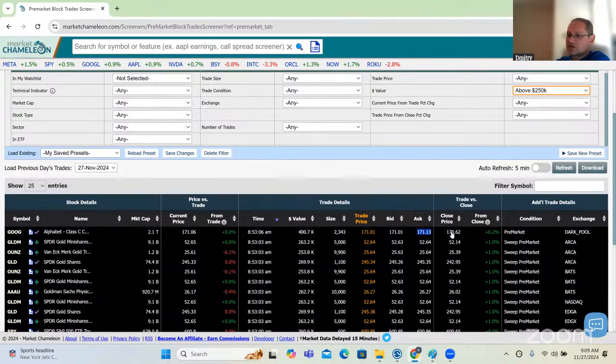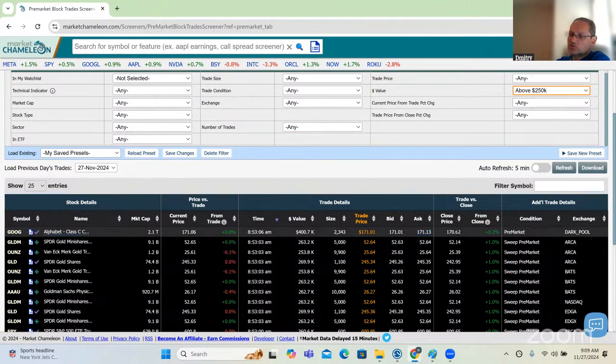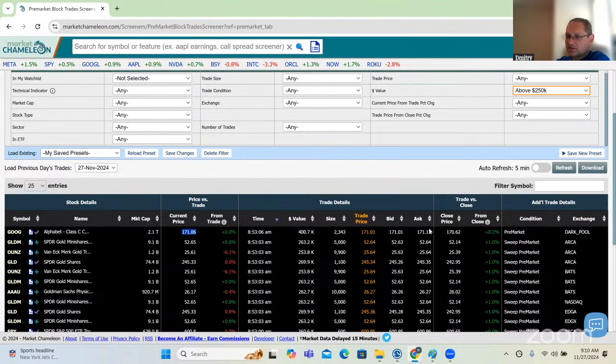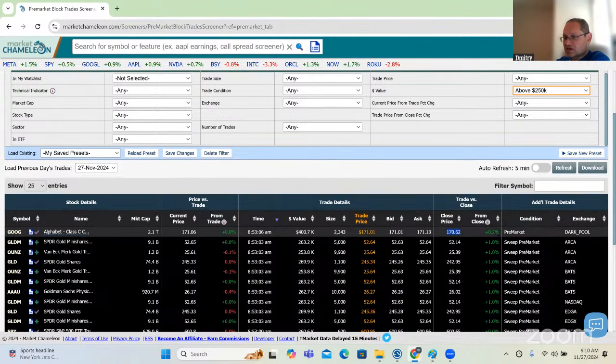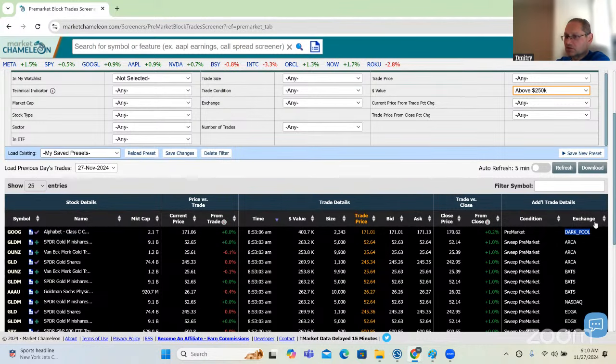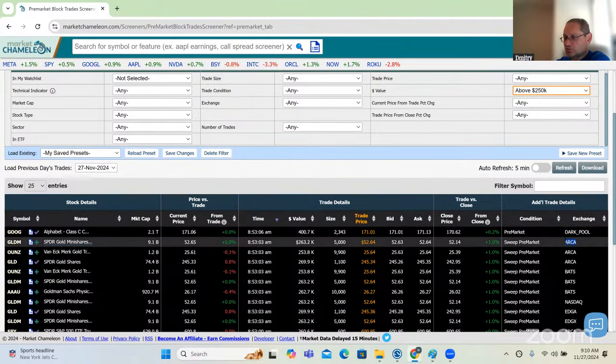Okay. The closing price was 170.62. So you can see it's up in the pre-market. And how much is it up? It's up 0.2%. You can see the conditions here: this is a pre-market trade and this traded in the dark pool. Okay, so if it traded on a lit exchange, the lit exchange would be in here.